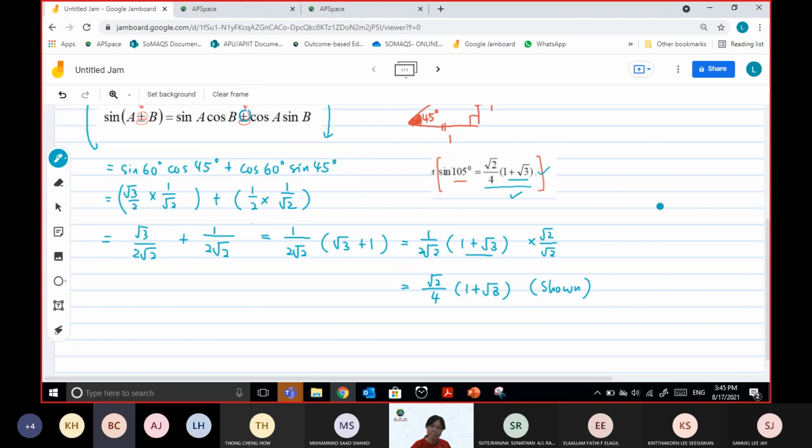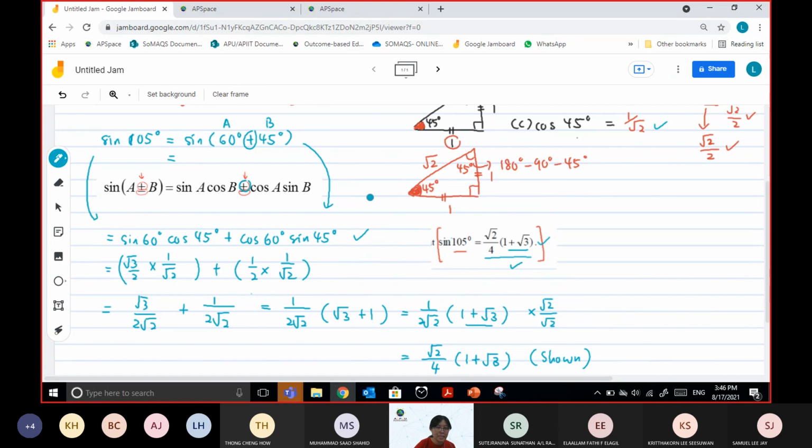Excuse me, miss, can you repeat it? Sorry, repeat which part? Just repeat the addition and subtraction thing. The addition and subtraction, you mean here? Yes, yes. Okay, please.